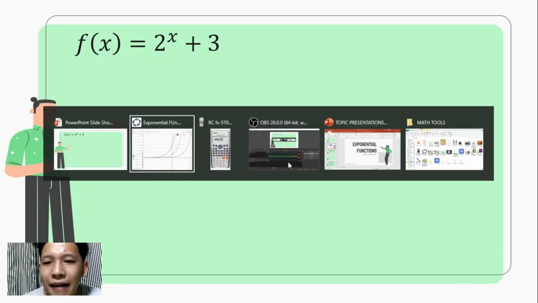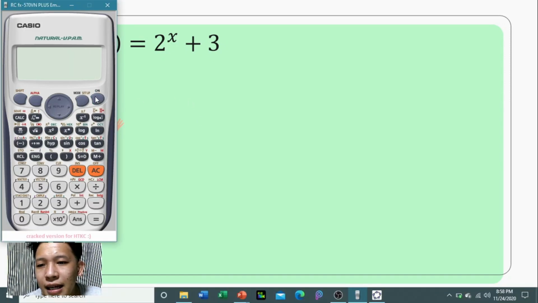So, getting our calculator and making our table of values. So, that would be 2 raised to x and then plus 3. And then, our start would be still negative 4 and the step is 1. So, ito po yung ating magiging table of values, kung mapapansin ninyo.